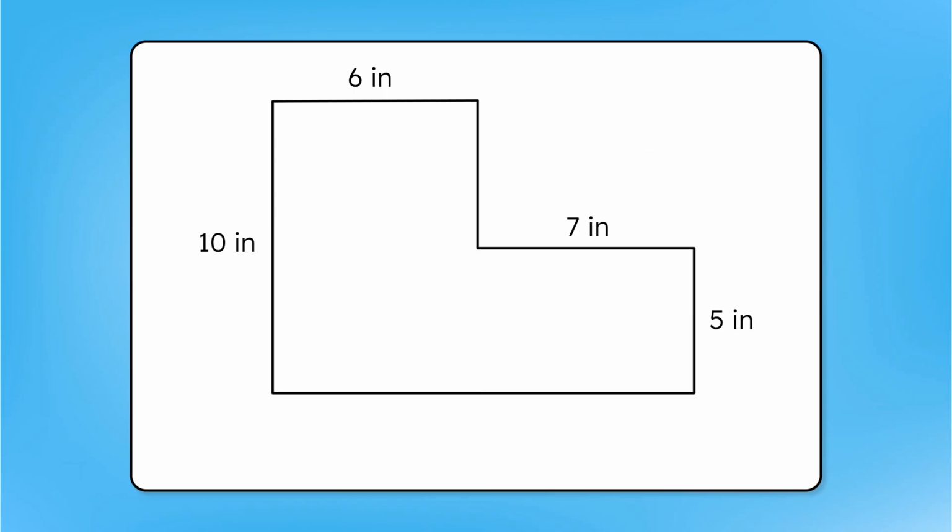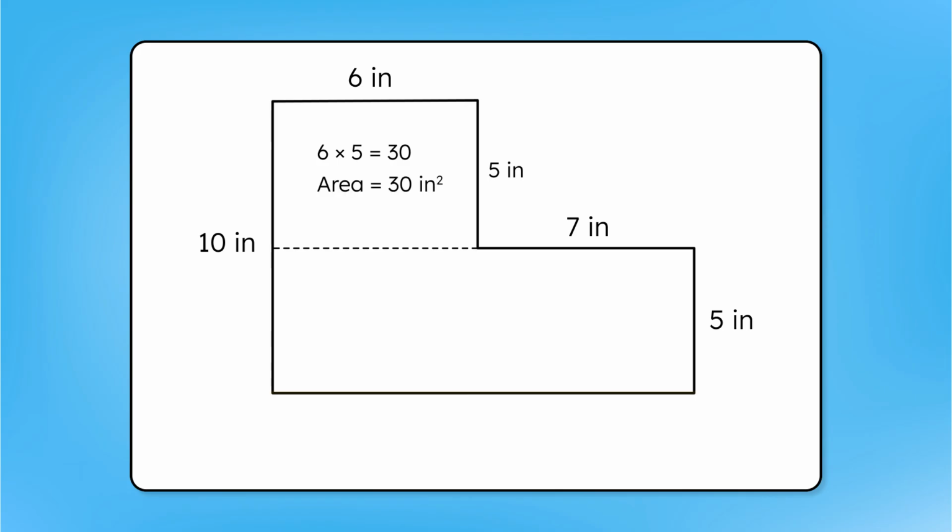You might have noticed that we could have split our composite shape horizontally instead. Some sides might not be labeled, but we can use what we know about opposite sides and total lengths to help us. The total vertical length here is 10 inches, and this smaller vertical section is 5 inches. So we can subtract 10 minus 5 for this missing length. So our top rectangle is 6 inches by 5 inches and has an area of 30 square inches.